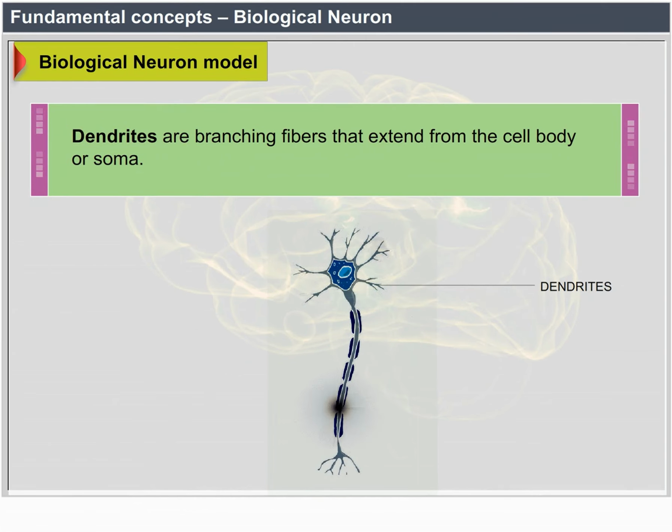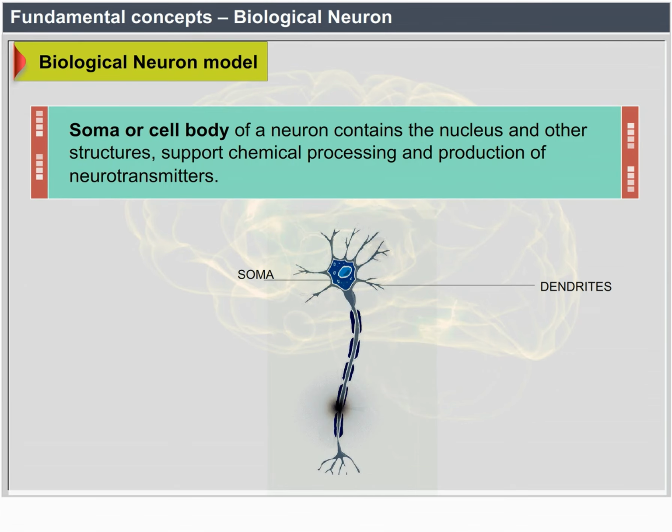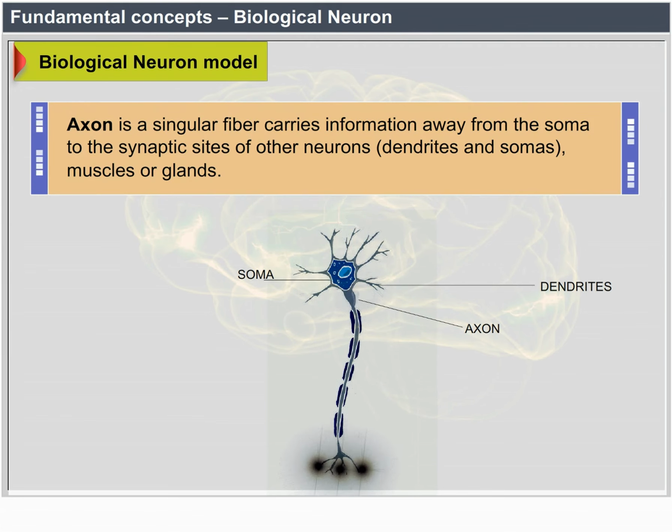Dendrites are branching fibers that extend from the cell body or soma. Soma or cell body of a neuron contains the nucleus and other structures, supports chemical processing and production of neurotransmitters. Axon is a singular fiber that carries information away from the soma to the synaptic sites of other neurons, dendrites and somas, muscles or glands.